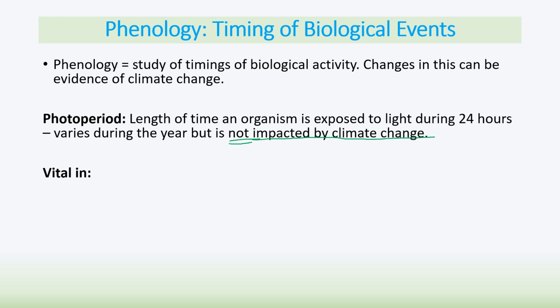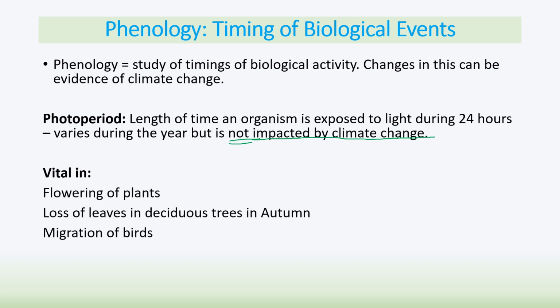Photoperiodism is essential in flowering of plants. Plants need to open during the daylight. Some flowers will only develop when there's a certain amount of hours of daylight in the summer, for example. Loss of leaves in the autumn is controlled by the daylight hours, and migration in birds is linked to daylight hours, although it can also be linked to temperatures as well.